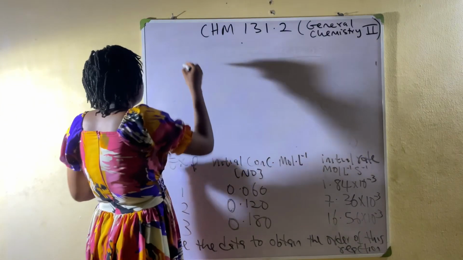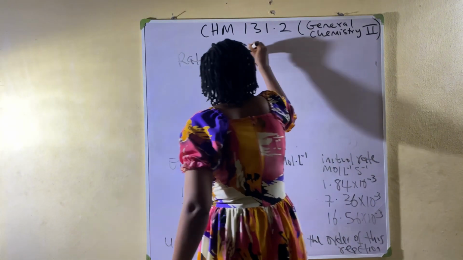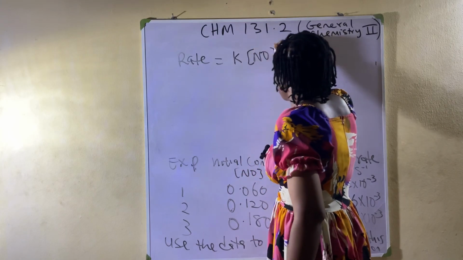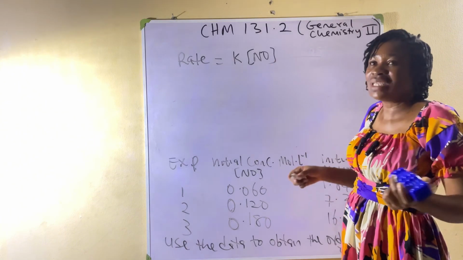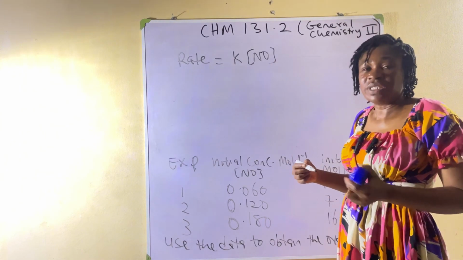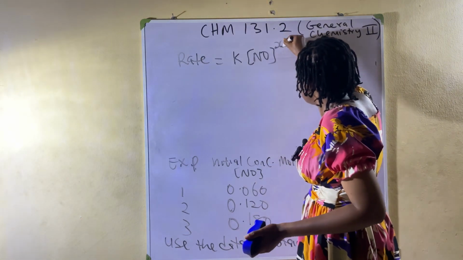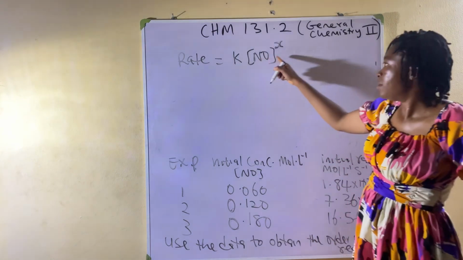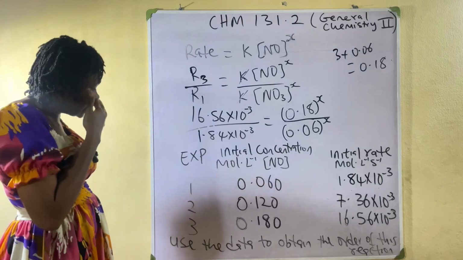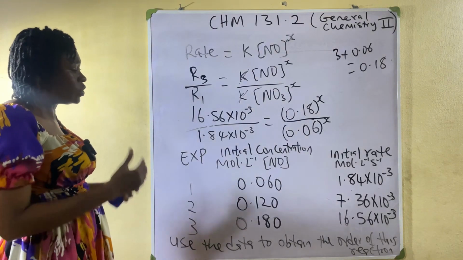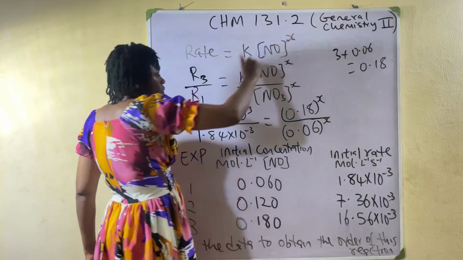So the rate law for this reaction, rate equals k times the concentration of NO. Since you are looking for the overall order of reaction, you don't put that 3 there. You can use any letter to designate it, A or X. I only use X. If there's another reactant, I will use Y. We are asked to use the data to obtain the order of the reaction. So remember, this is the order of the reaction, x. You have to find this x.